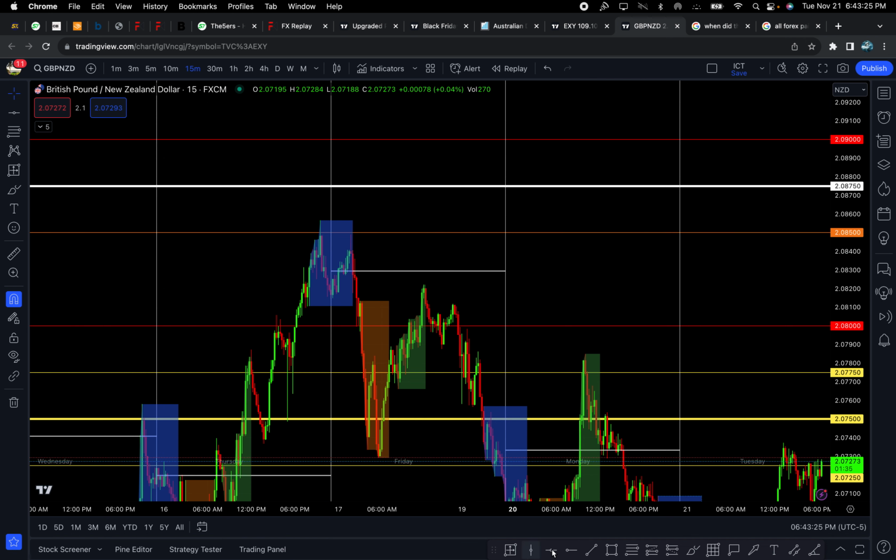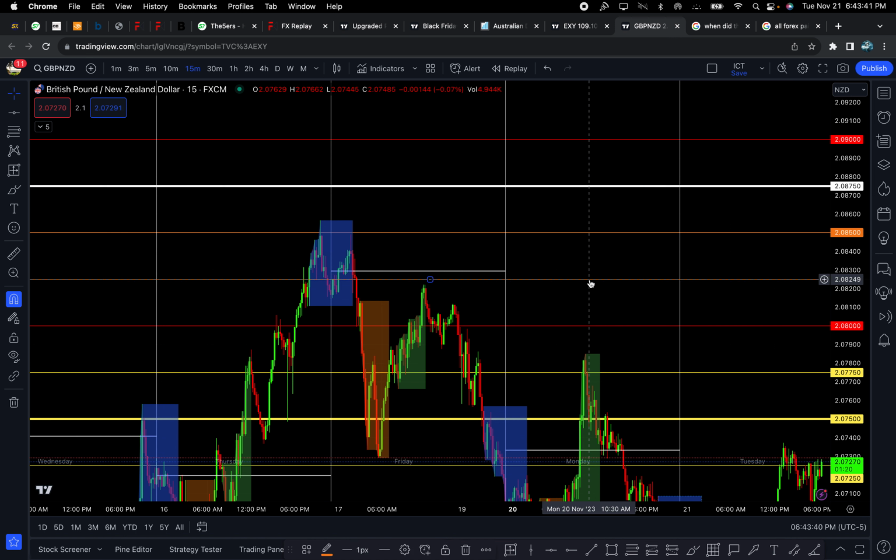So once again, you don't really need the white levels. It's too much. It's going to be too much. Alright, so this one is actually 250. It's going to be yellow.